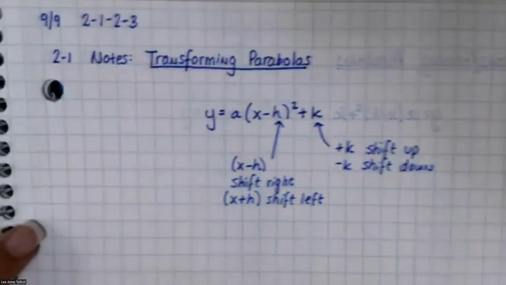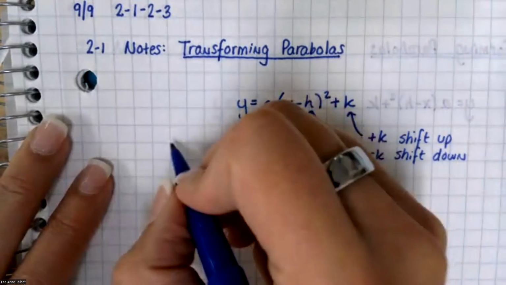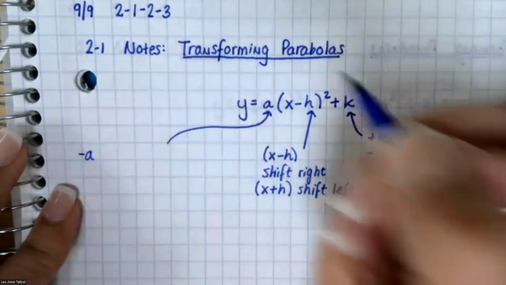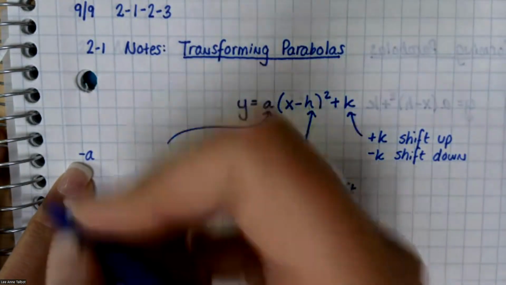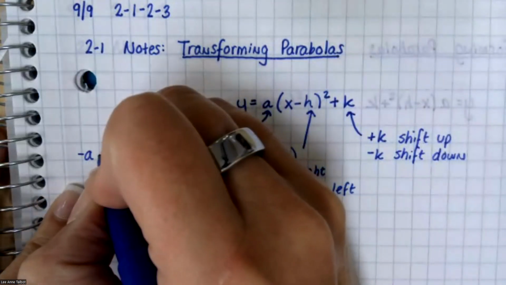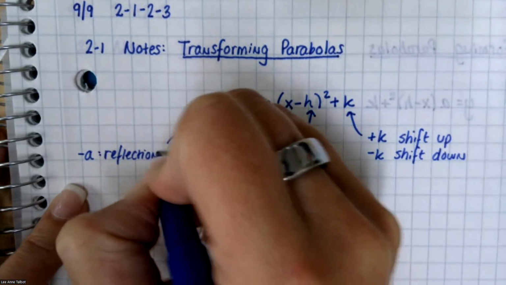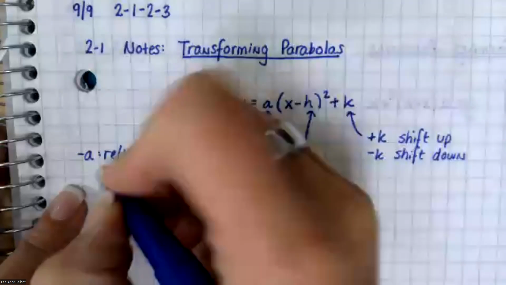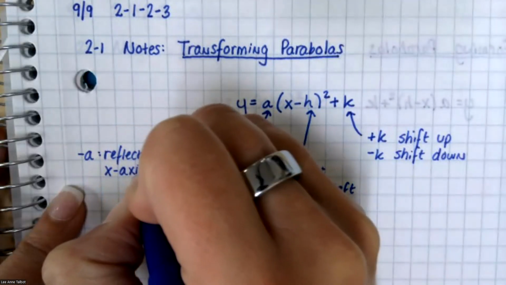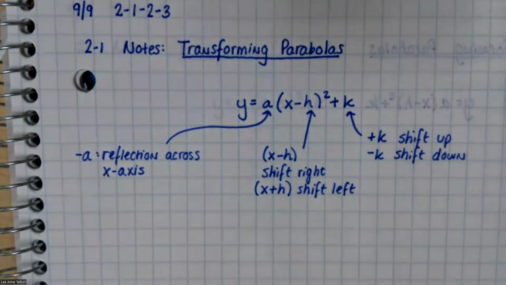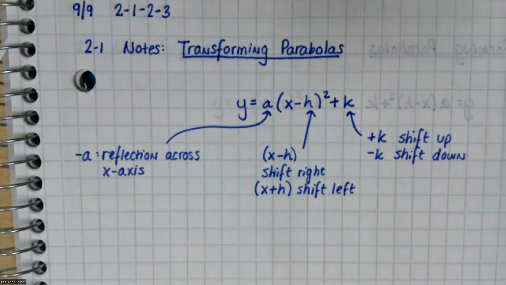Okay, now we're going to write the A stuff. The A stuff is more complicated. If you have a negative A value, that is a reflection across the x-axis. If you guys have a parabola, you'll know the negative in front turns it into a downward parabola. You guys had one of those on your team test, remember? Opens down.